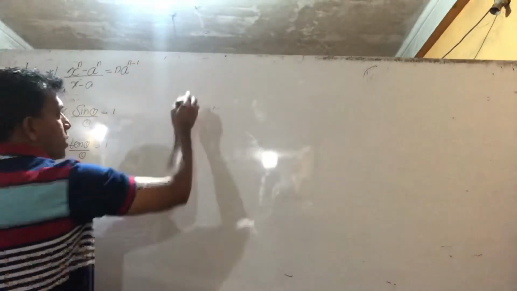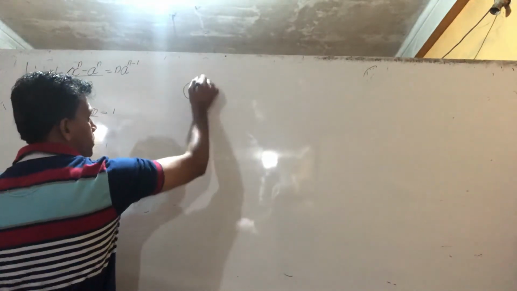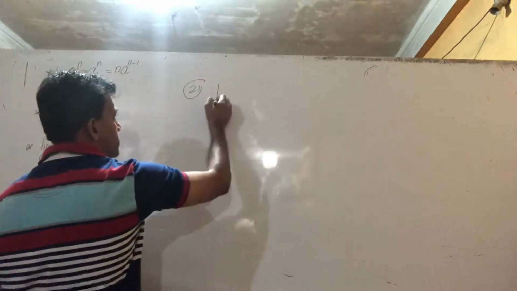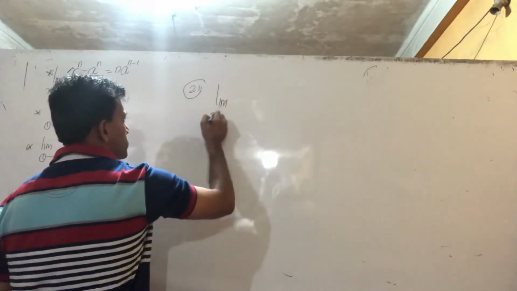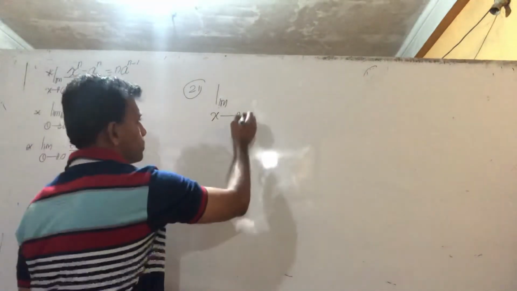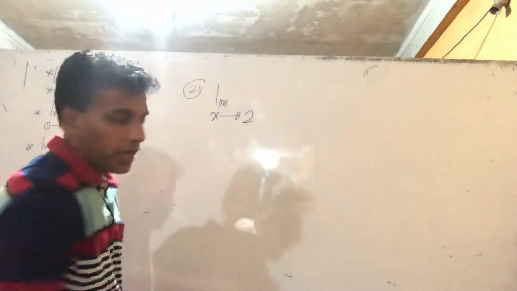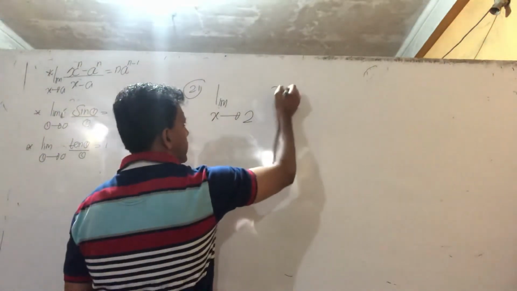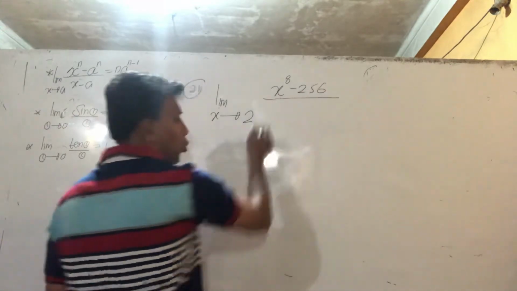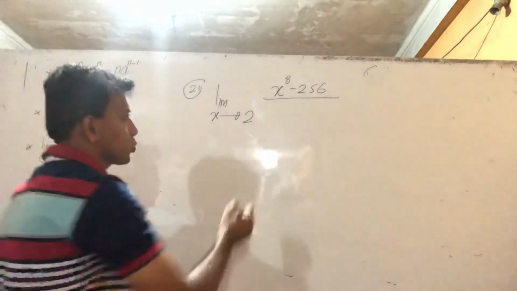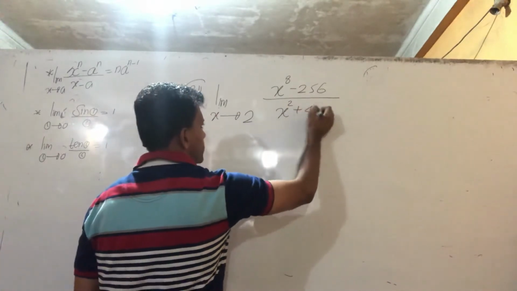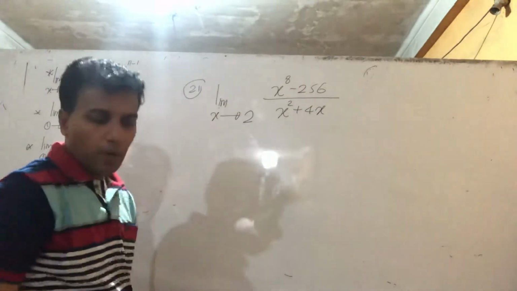Next question 21. Problem 21. Limit as x tends to 2 of (x to the power 8 minus 256) over (x squared plus 4x minus 12).